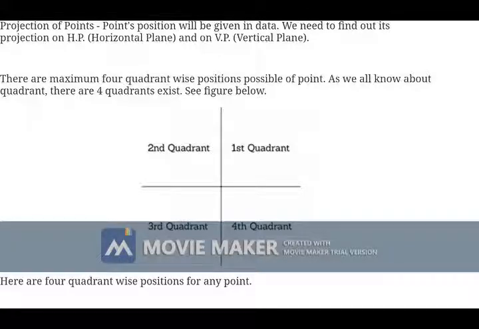So the same thing, right? We can project the point either in the first quadrant, second quadrant, third quadrant or fourth quadrant. Apart from projection of points, in the upcoming experiments like projection of lines, planes and solids, all these projections you are going to do either in the first quadrant or in the third quadrant. Only the projection of points you can do in all four quadrants.